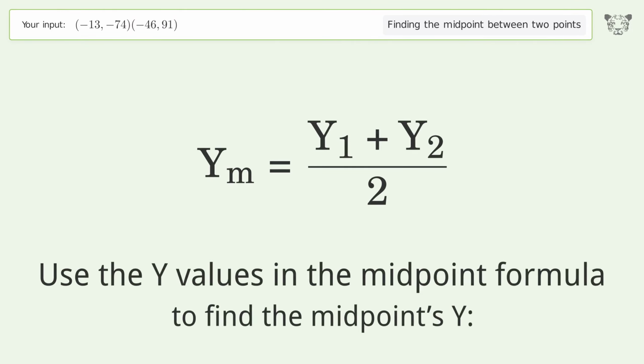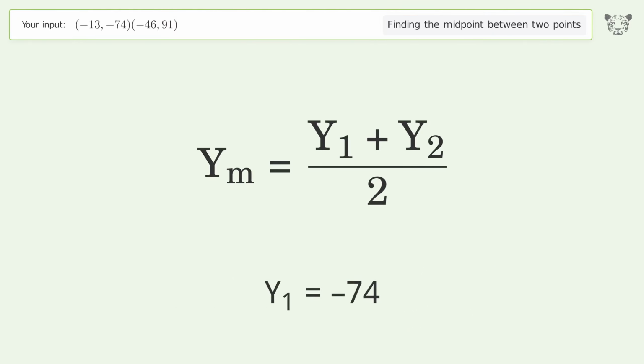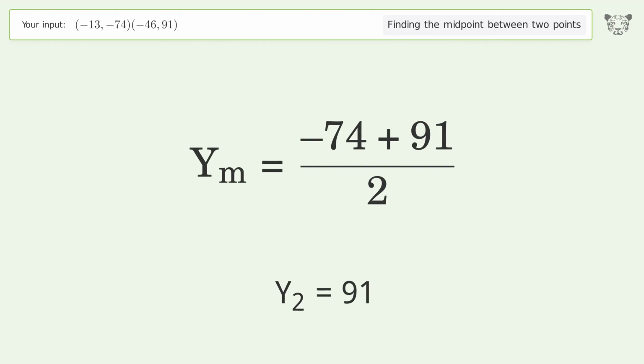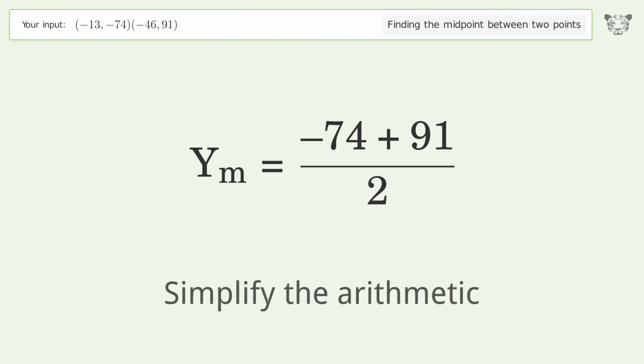Use the y values in the midpoint formula to find the midpoint's y. y1 equals negative 74. y2 equals 91. Simplify the arithmetic.